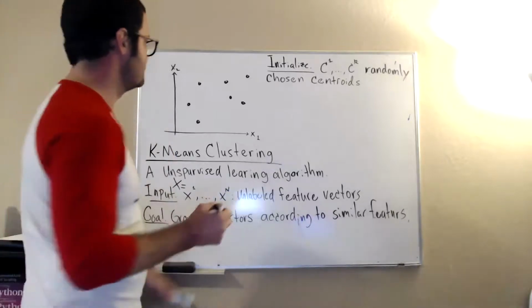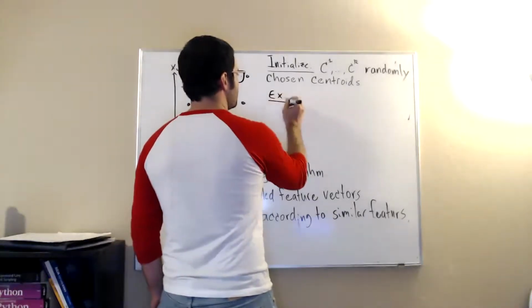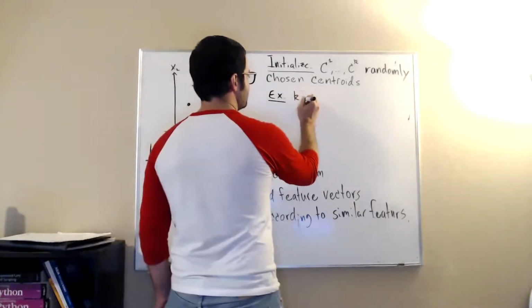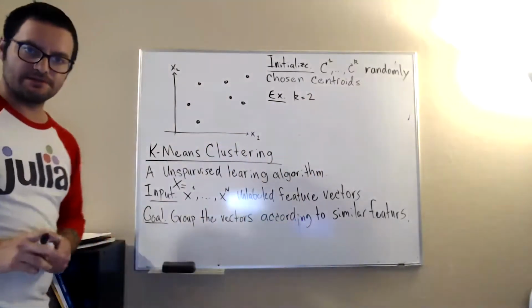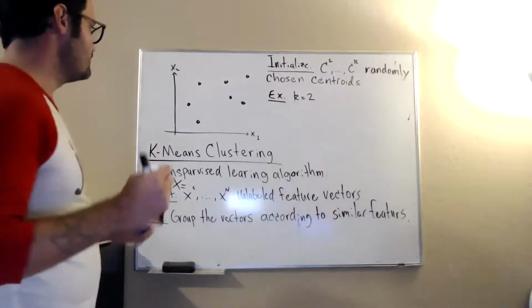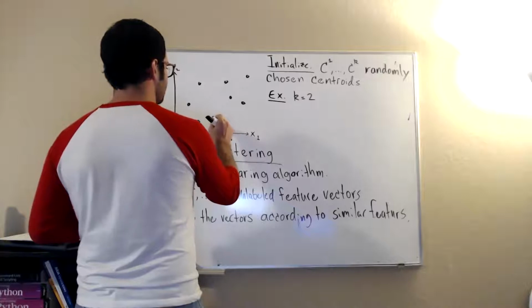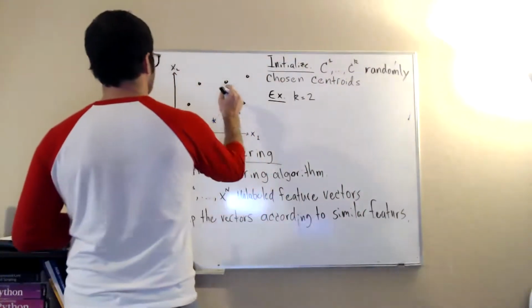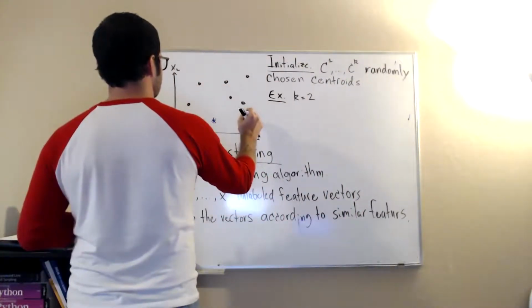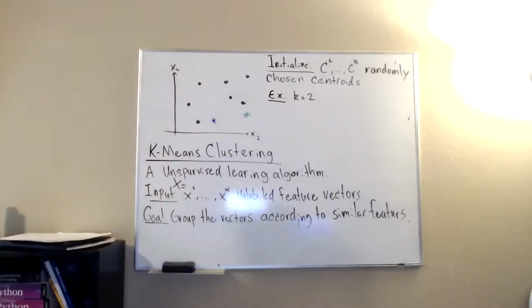So for example, if we take K to be 2 in this case, then I'm going to put a centroid right there, and then I'll randomly put another one, maybe like right there. Okay?